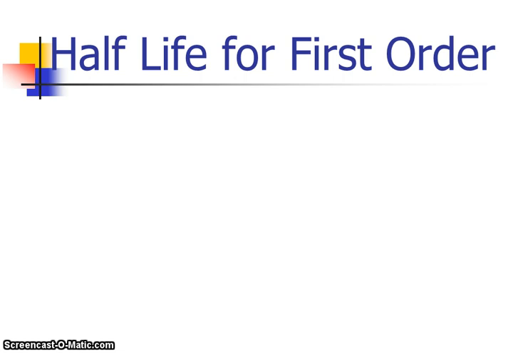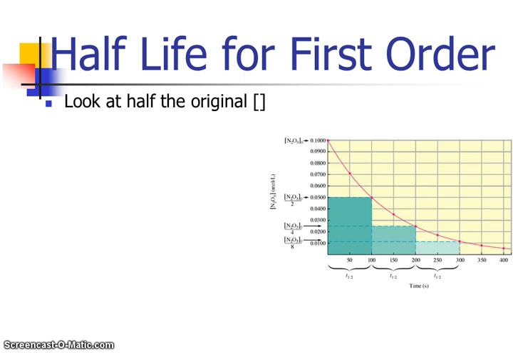Now let's talk about half-lives. Let's look at half of an original concentration. We've got our graph over here on the right-hand side, which we've seen before. Our initial concentration is 0.1000 moles per liter of nitrogen dioxide. If we want to get down to half the original concentration, we want to go down to the point that's 0.0500. And we're going to notice that that takes 100 seconds.